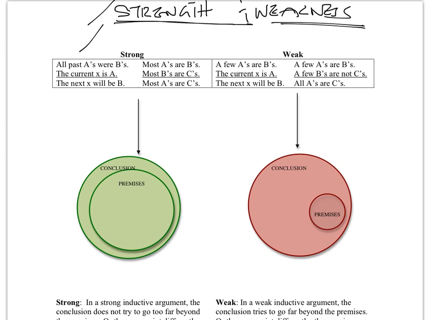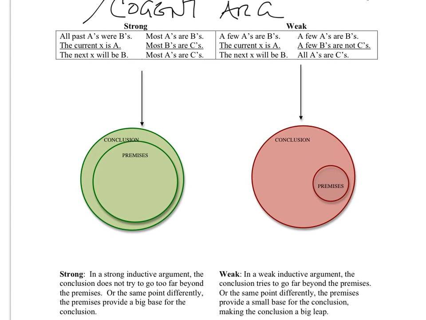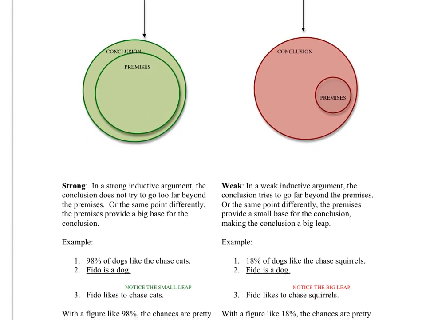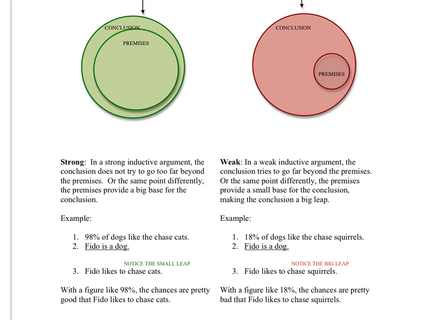And in the case of an inductive argument, where you have a strong argument and all true premises, that's what you would call a cogent argument. So that's an argument where you have strength and all true premises. But let's just focus on the concept of strength for a couple of minutes. What's going on with these diagrams is an illustration of how inductive arguments work.